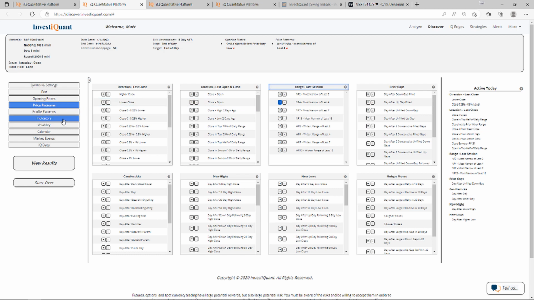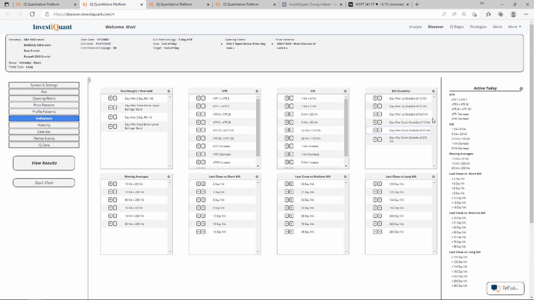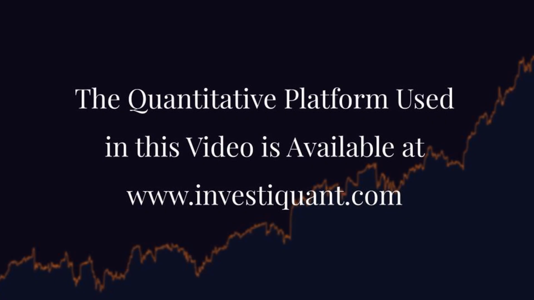Then I'm going to go to the indicators library, and I'm going to say yesterday closed below a 200-day simple moving average, but above a 10-day simple moving average. And that's everything that I want for this study. Now I can click View Results.